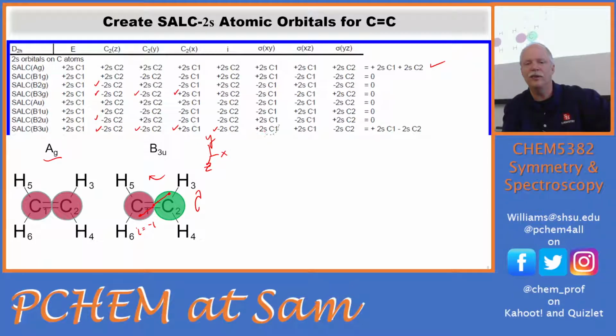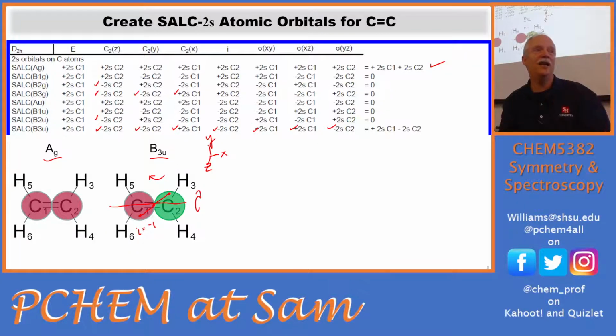I can go ahead and finish out and reflect through the XY plane, which is the plane of the paper. So I get a +1. If I reflect in the XZ plane, which is this plane here, I get a +1. And if I reflect in the YZ plane, it swaps them, so I get a -1. So again, once you make your pictures, you can compare them to the character table and you can arrive at the symmetry. So I end up unambiguously confirming that this is the B3U combination.